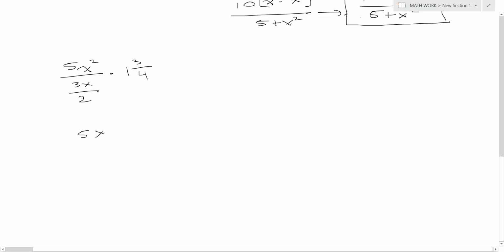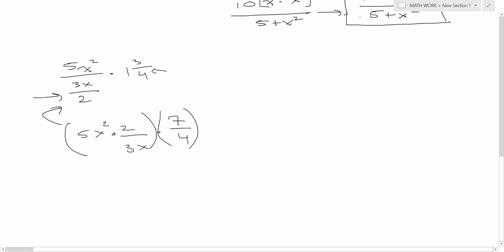And at the same time, let's take the reciprocal of this and multiply by it. Times, and then we need the reciprocal. So all of this is this here. This we still need to convert: 4 times 1, 4 plus 3, 7. So 7 over 4. So we're multiplying these two.